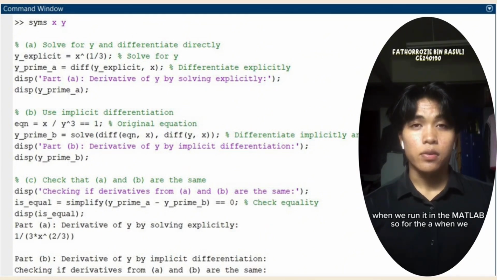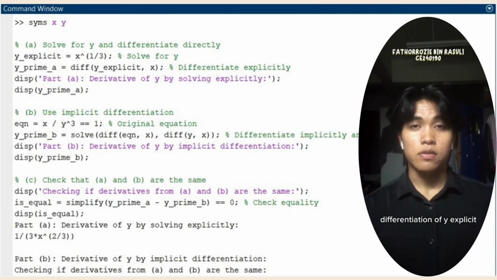So for A, when we solve for y and differentiate directly, which is y explicit and also y prime, we got y explicit is x to the power of 1 over 3, and y prime equals the differentiation of y explicit, and the display will be the derivative of y by solving explicitly and display of the y prime.